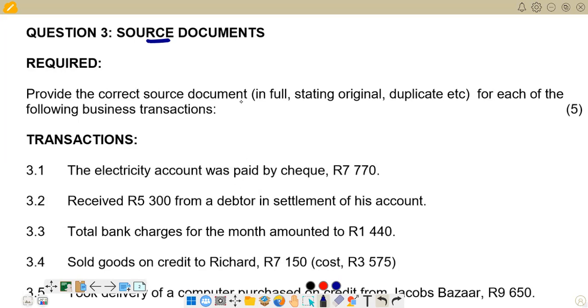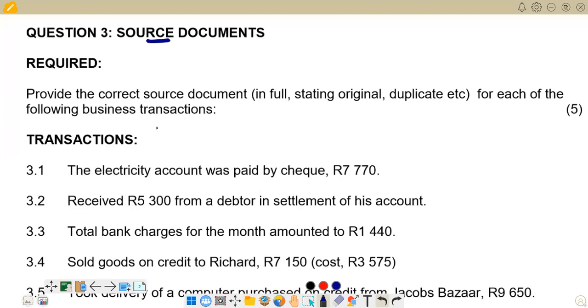So other examples that we have in terms of source documents: we can have bank statements acting as a source document. We can have cash register tapes acting as a source document. We can also have supplier invoices. Receipts are also part of those source documents. And in the case of returns, we can have debit notes also acting as source documents, and we can also have credit notes acting as source documents. So this is what we have.